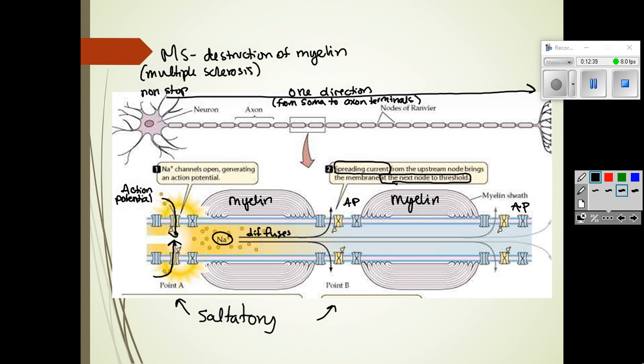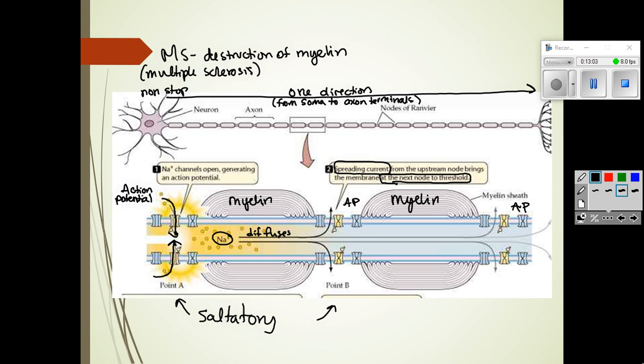A person's myelin sheaths are getting attacked often by their own immune system. Now that's just an example. I mention MS because it comes up frequently in exam questions where they say, hey, here's what happened to this person. What would happen to nerve impulse transmission if the myelin sheath were damaged?